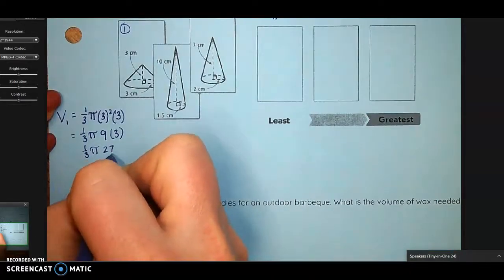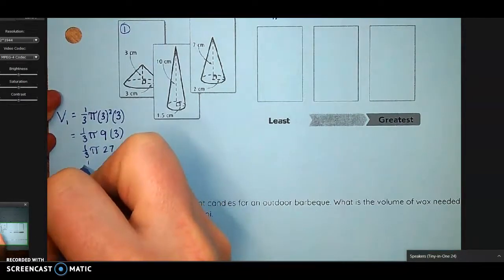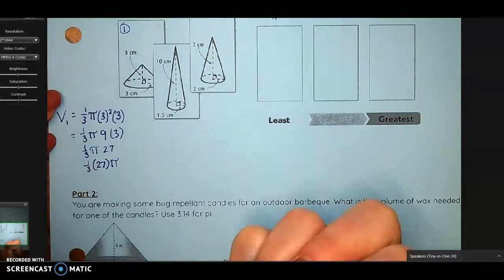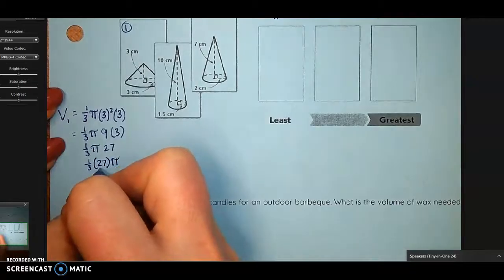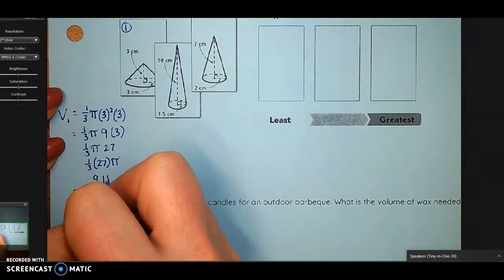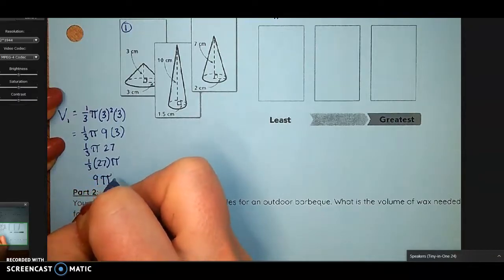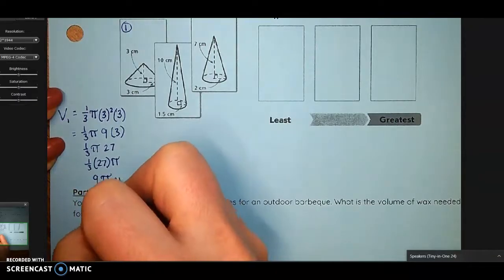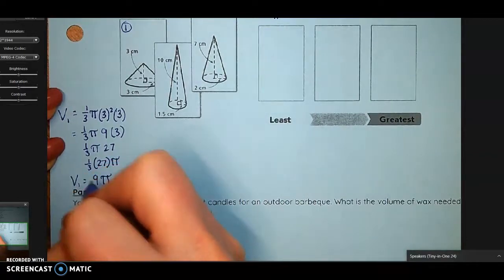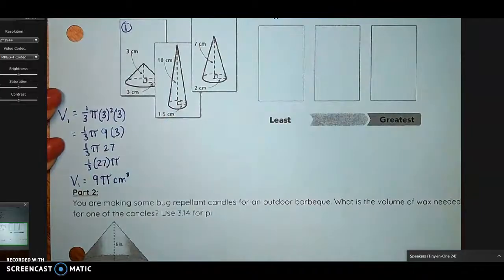I'm going to go ahead and reorder these. So I'm going to have 1/3 times 27 times pi. Well, 1/3 of 27 is 27 divided by 3, which is 9. So I get 9 pi, and this is still a volume, so that's going to be centimeters cubed. So that is the volume of this first cone here.